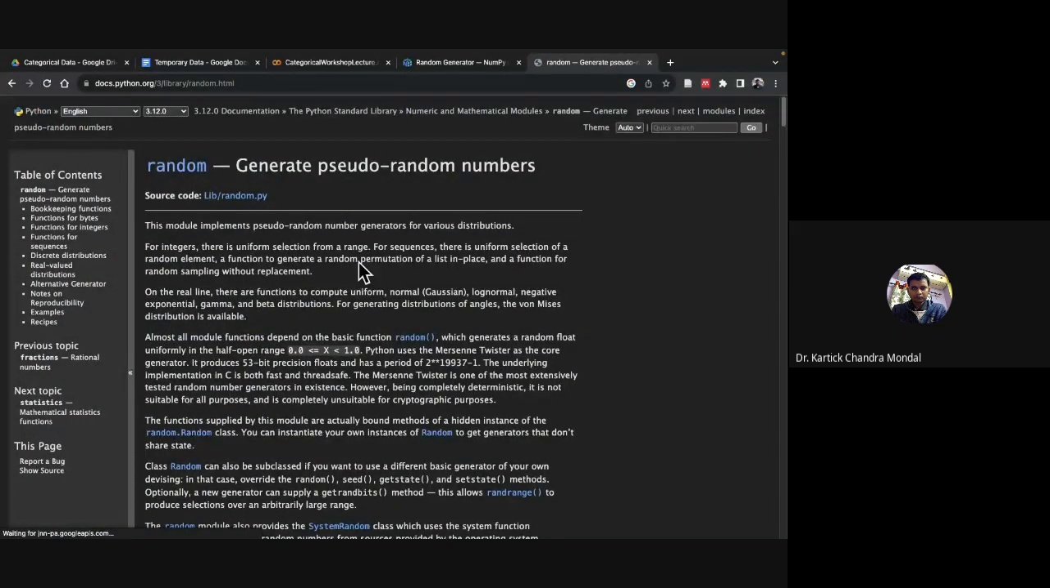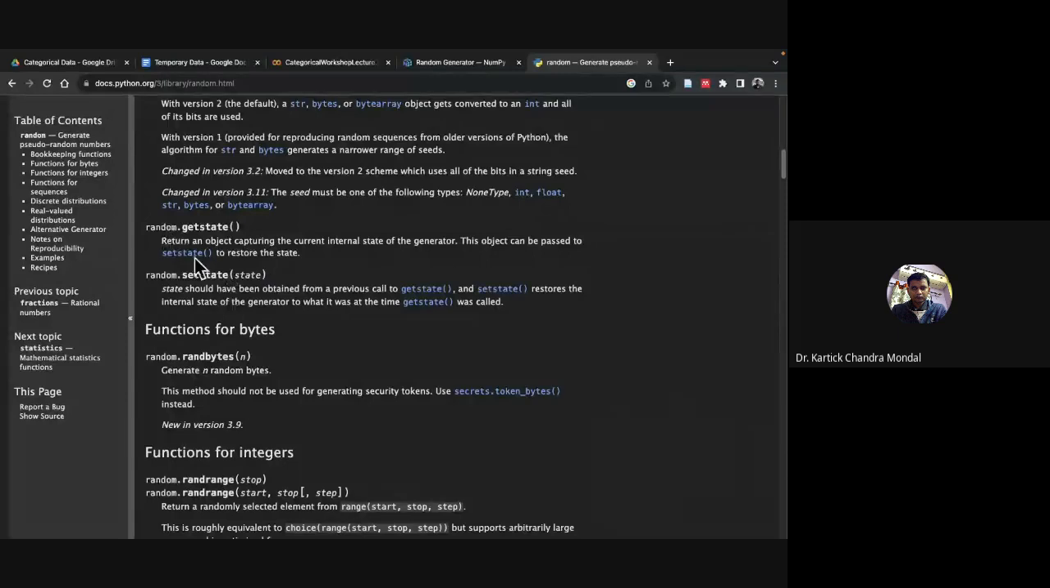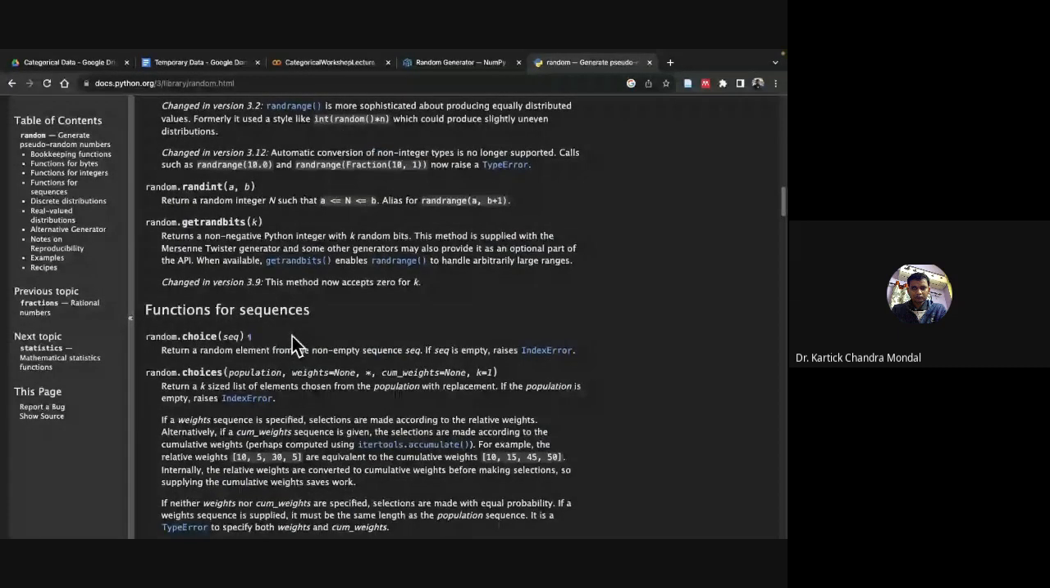So from there you can see you have random number generators. I have used this one, where under this random you have the choice function, which generates some set of values, and I have used mainly this one.